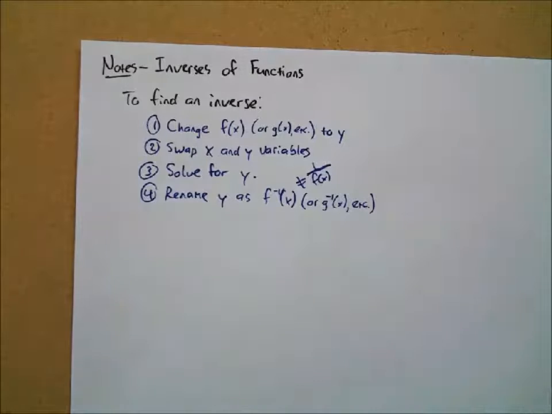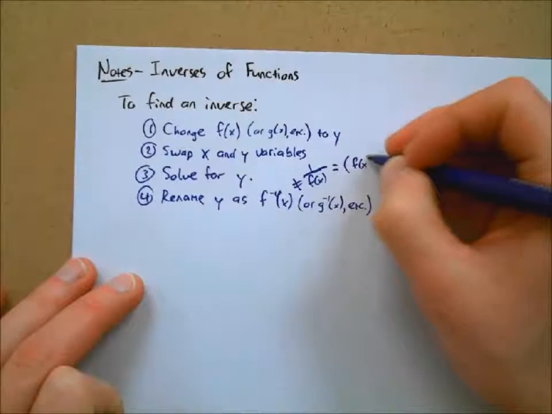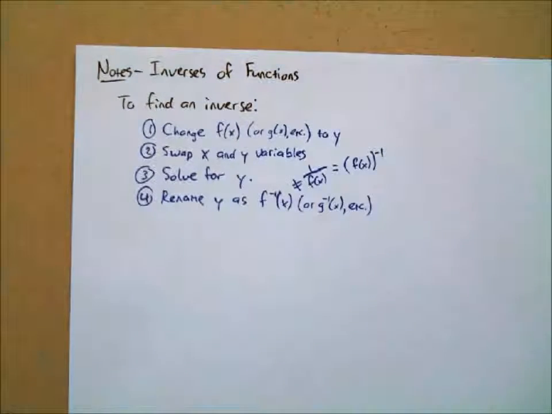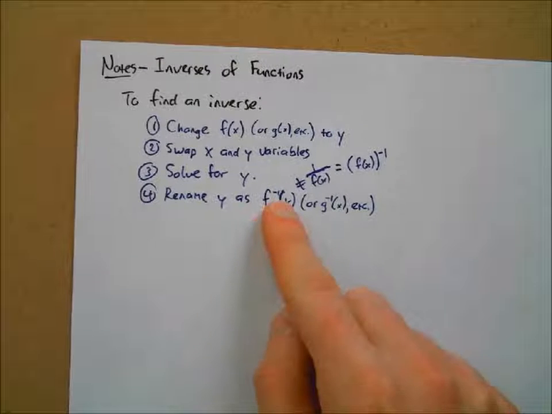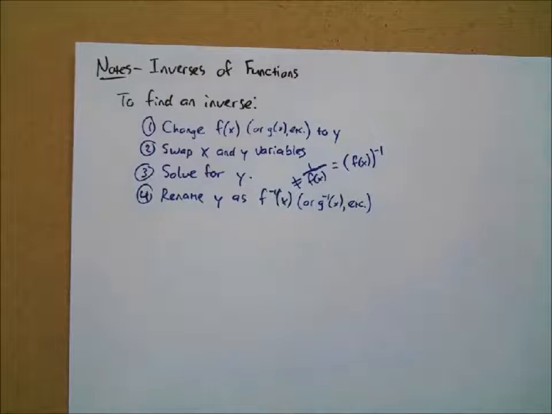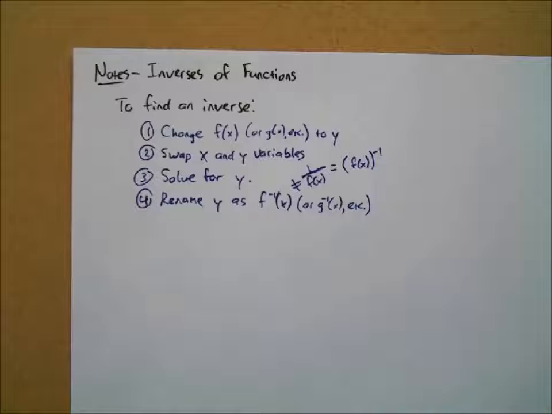1 over f of x does equal f of x to the negative 1, like that. But f with the negative 1 there of x, that means an inverse. And they're two different things. Sometimes they're the same thing, but that's in a very specific case. So let's go about finding an inverse, and then we'll talk more about what an inverse is, what it does, what the purpose is, and stuff like that.